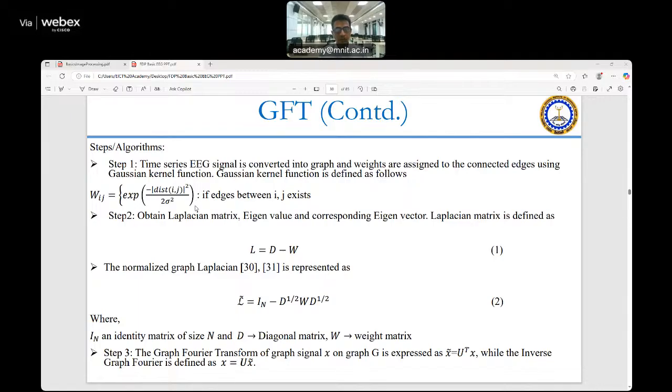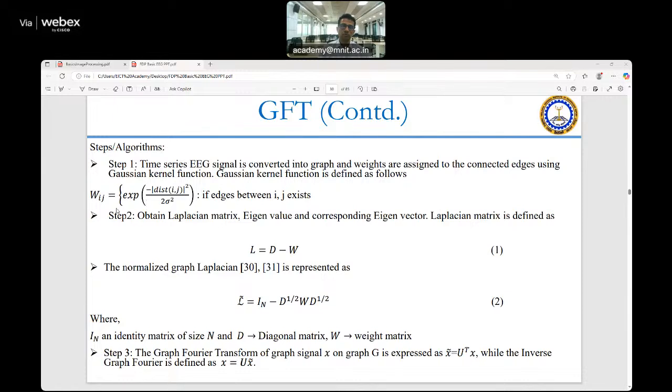You have already seen how the points are correlated in the EEG signal. They are related when they exist in the same region. This weight is also basically the Gaussian weight, so we say it is a Gaussian kernel function.